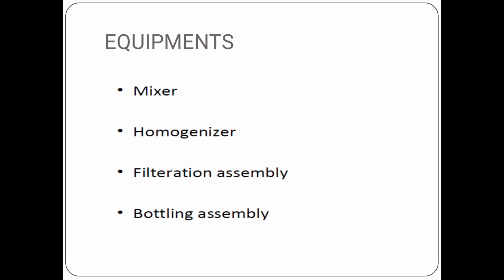Mixers for the mixing purpose, homogenizers for the proper mixing purpose that we are using. Filtration assembly, for the filtration purpose various types of filters are there. Most commonly used is a filter having a pore size of 0.2 micron, because the size of microorganisms is more than 0.3 micron. So they can be entrapped before going for the filling purpose. So the filtration will be carried out and we will get the microorganism free product. That is why filtration assemblies are there, and a bottling assembly for the filling purpose. So that has to be maintained.